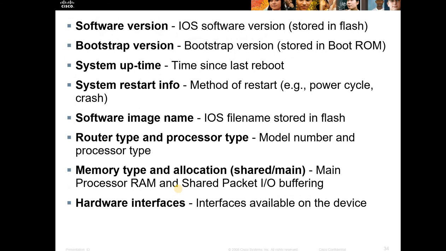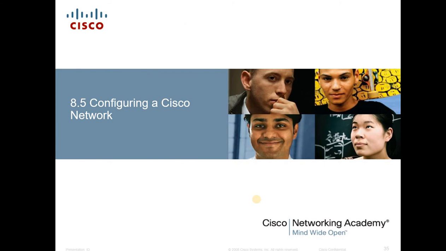So you can have the IOS software version, which is stored in the flash; the bootstrap version stored in the boot ROM; and the system uptime, the time since last reboot; system restart information, the method of restart, that is power cycle or crash; the software image name, the IOS file name stored in the flash; router type and processor type, model number and processor type; memory type and allocation, main processor RAM and shared packet IO buffering; and hardware interfaces available on the device.